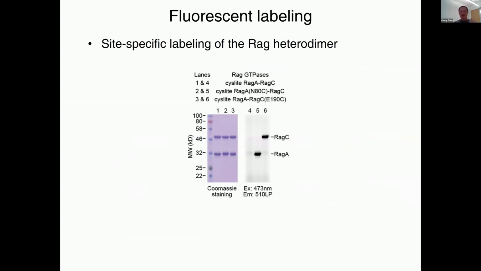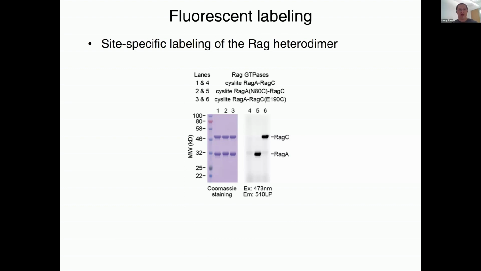In order to do single molecule FRET, first we have to label the Rag GTPases. Native Rag GTPases contain multiple, like 14 different cysteines. So we can't just directly use maleimide chemistry to label this protein. Otherwise, it will light up like a Christmas tree, and there's no way to get site-specific labeling. So first, we have to generate a version of the Rag GTPase that doesn't contain that many cysteine residues. So we mutate the cysteine residues to generate a cysteine-light version of the Rag GTPase.